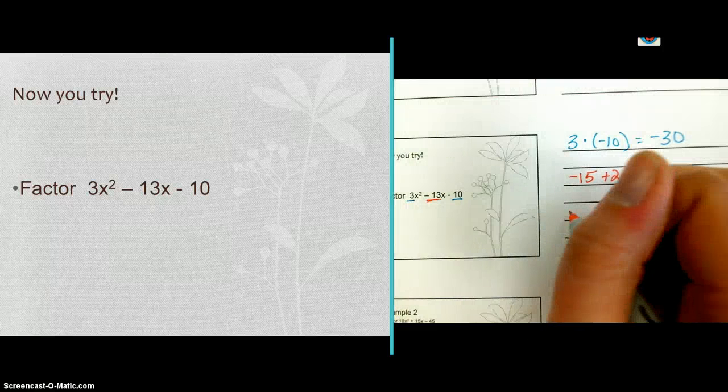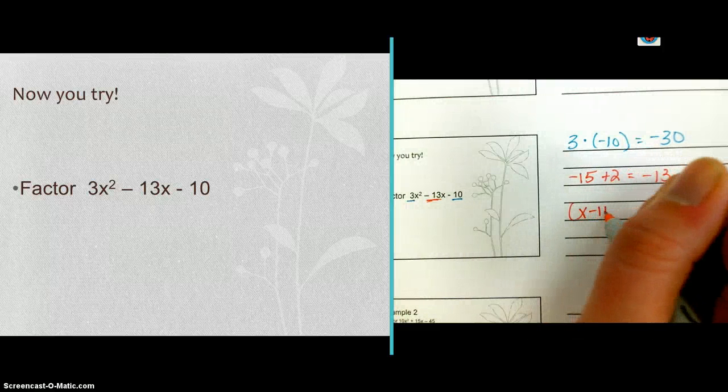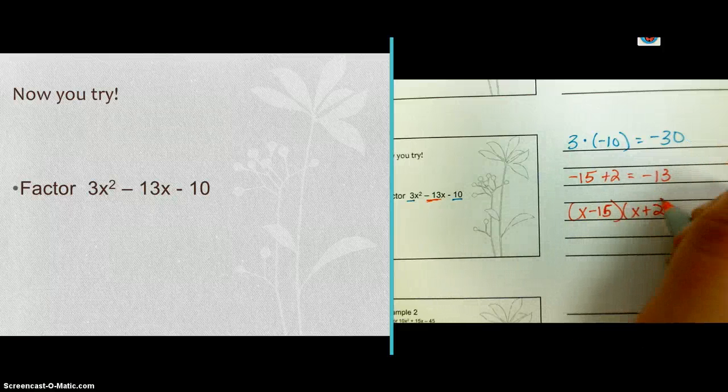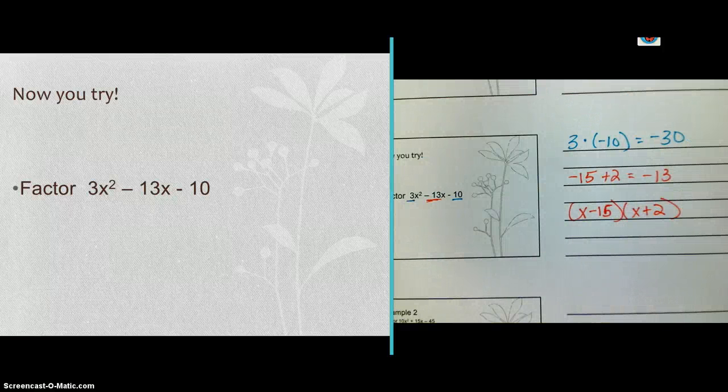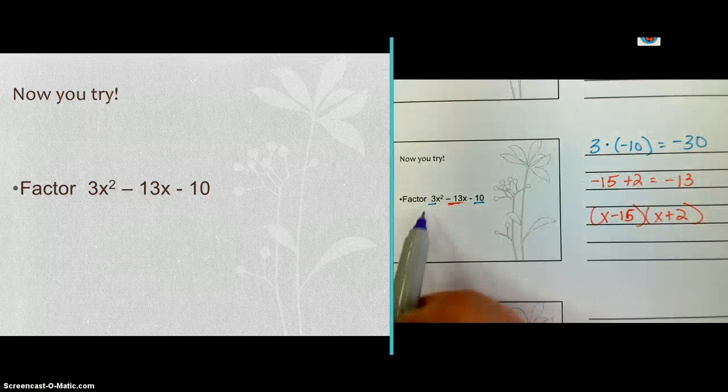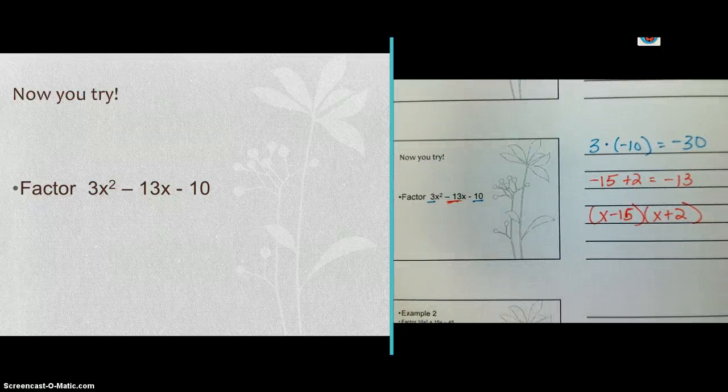So I will write them as x minus 15 and x plus 2. Now remember, we're working with a greater than 1, so that is not our final answer. If you were to check it right now, it would not work, okay? Well, first of all, it wouldn't work because you have an x times an x, and that does not give you 3x squared. So we know we have to keep going.